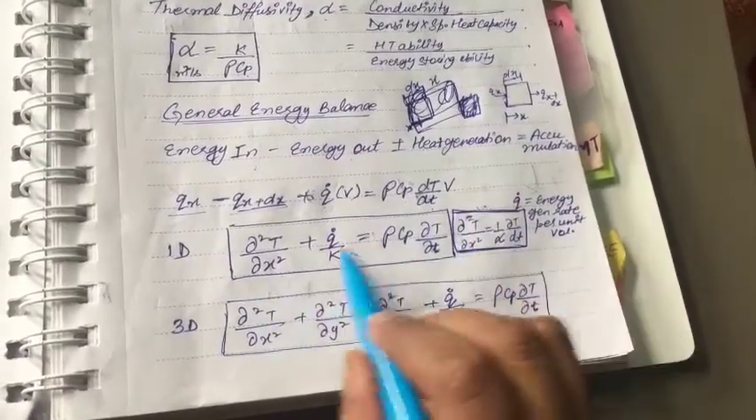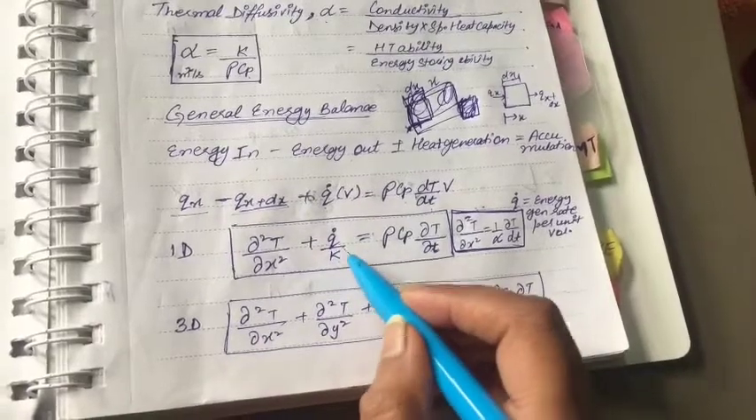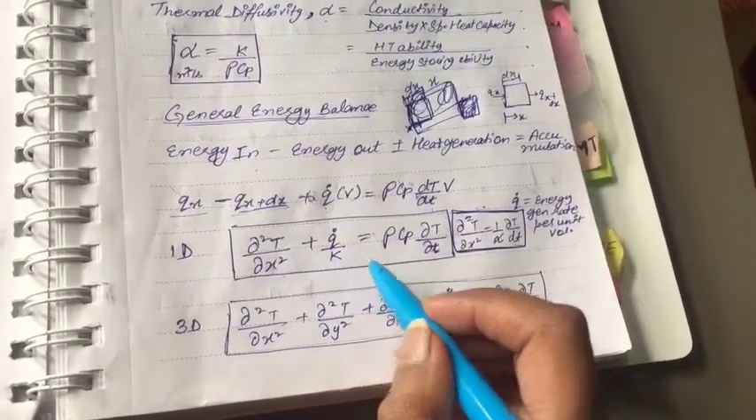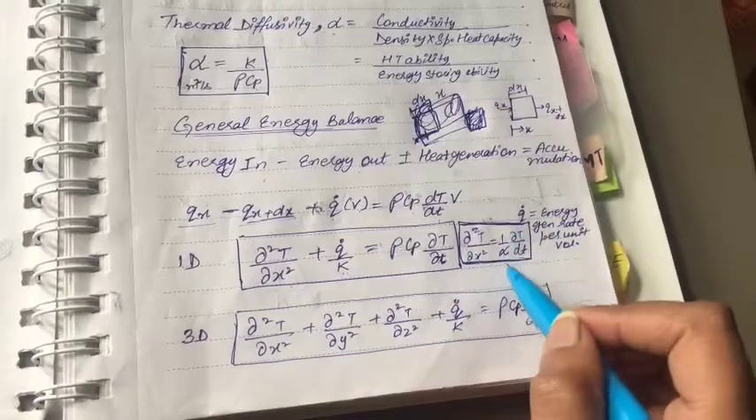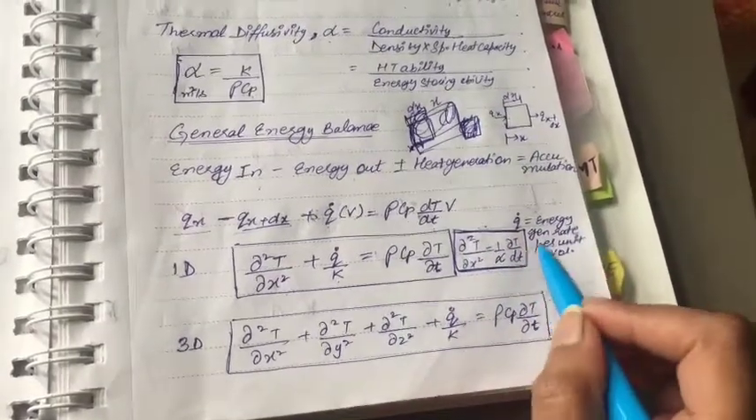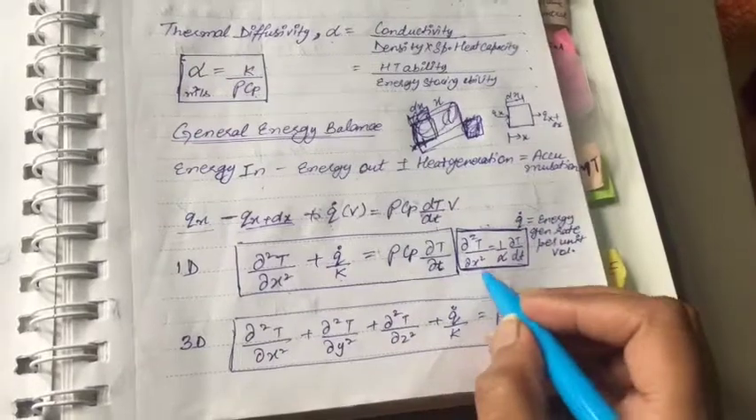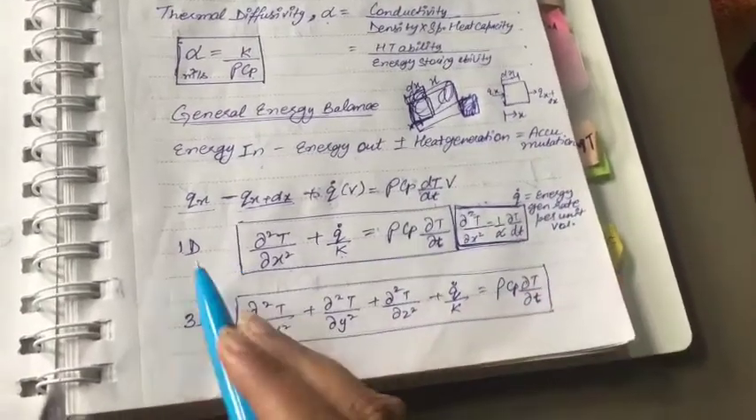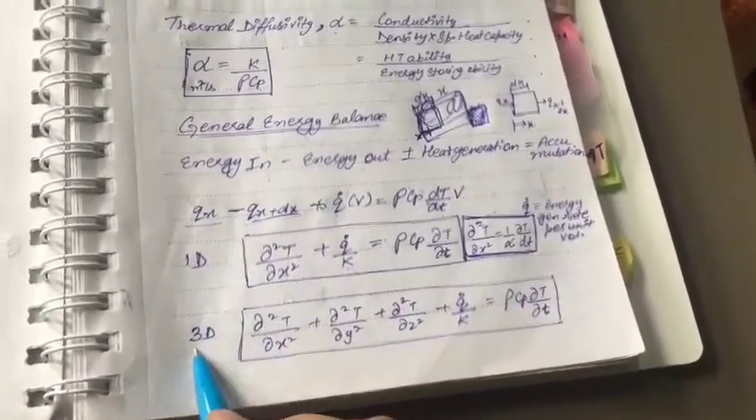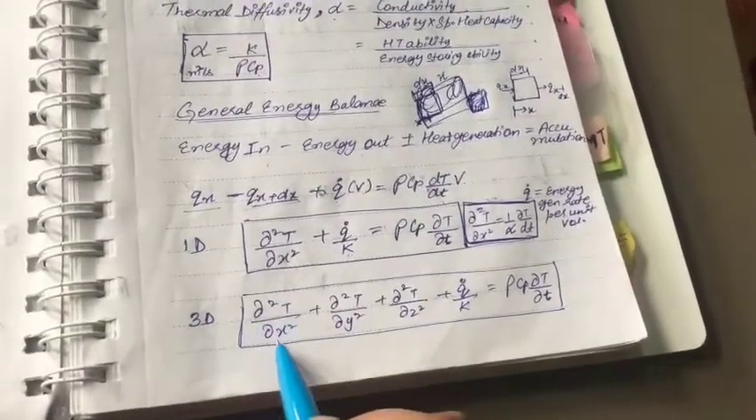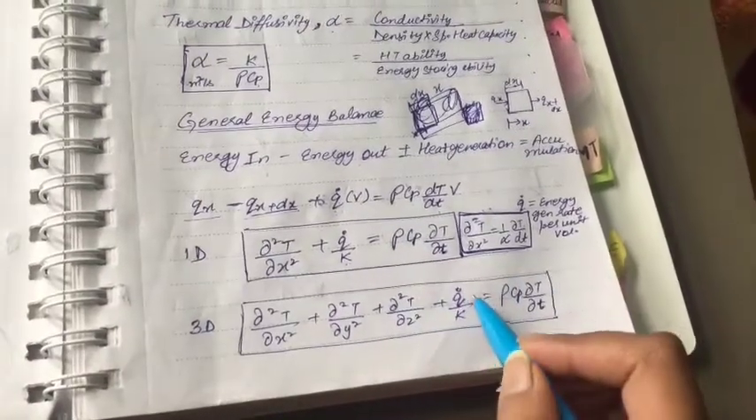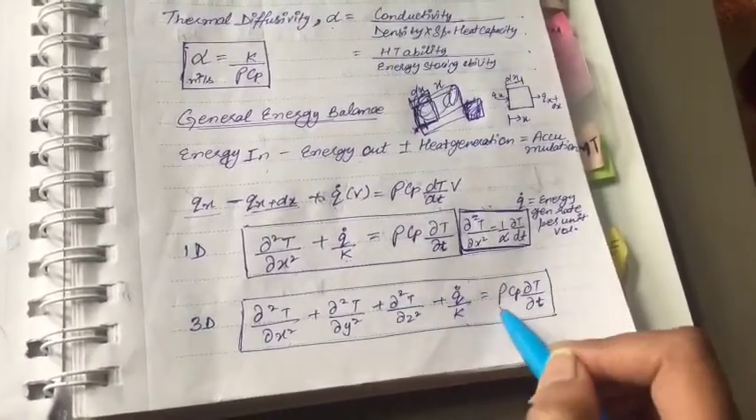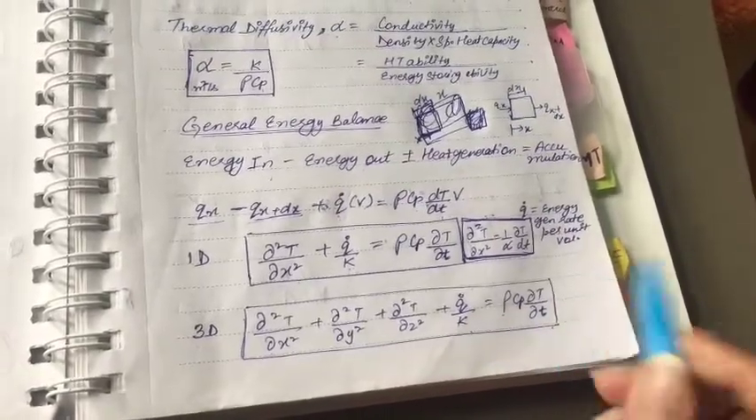And it can also be written, converting thermal conductivity into thermal diffusivity by this formula, as del square T by del x square is equal to 1 by alpha del T by del t, when there is no heat generation. In that case, this equation can be used. And this equation can be written in 3D form as del square T by del x square plus del square T by del y square plus del square T by del z square plus q naught by k is equal to rho Cp del T by del t.